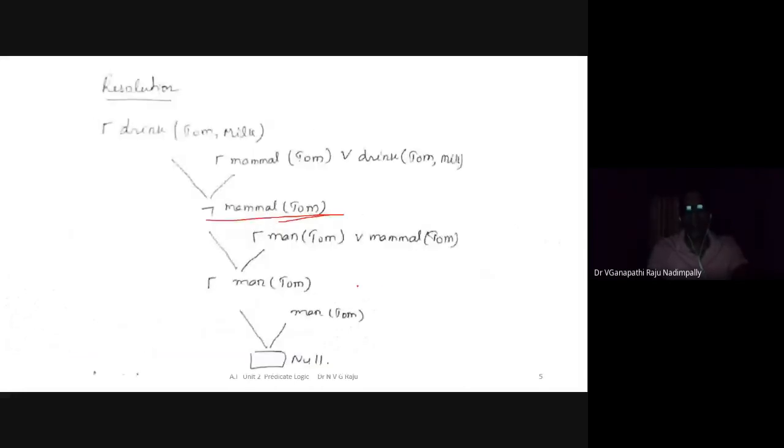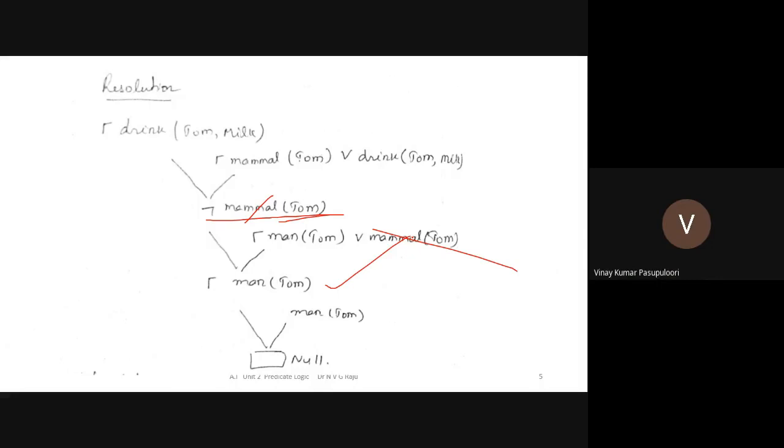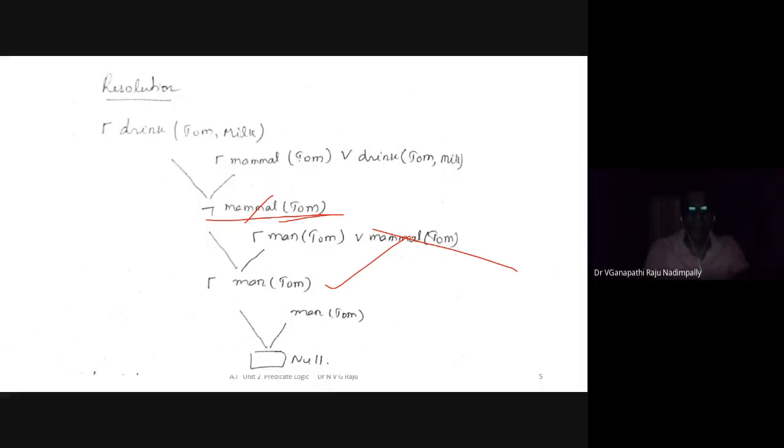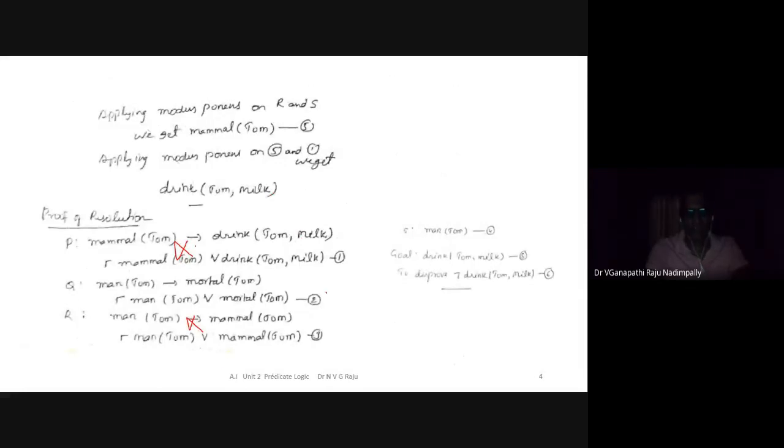Now if I take R, this negation of mammal and this mammal will strike out. And what will come down? Negation of man of Tom will come down. Is it okay? Clear? Yes, sir. Now what is the better choice for man of Tom? Please show me where it is. Is it yes?